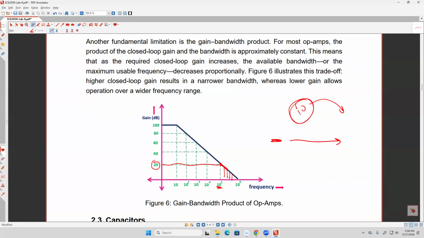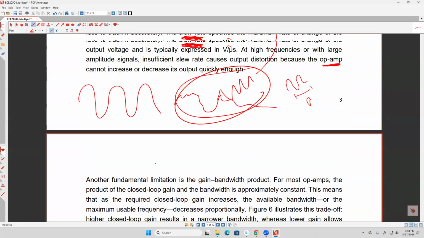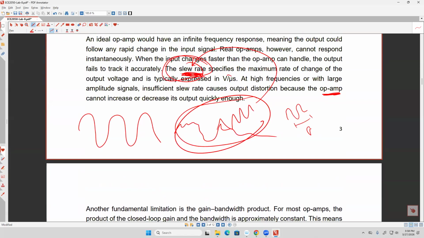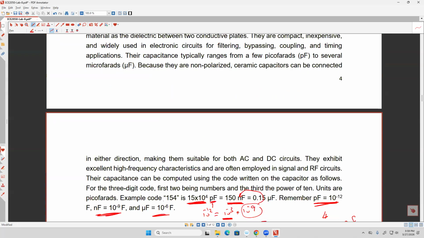All you have to do is gradually increase the frequency until one of two things happens: either the signal is distorted because of the slew rate, or the gain becomes less than the gain you have. As you see in this figure, if the gain is 20, then when you change the frequency from 0 up to 10 to the power of 5, it should be a straight line this way. However, if you go beyond this value, the gain starts to be reduced. Maybe slew rate is going to happen before that.